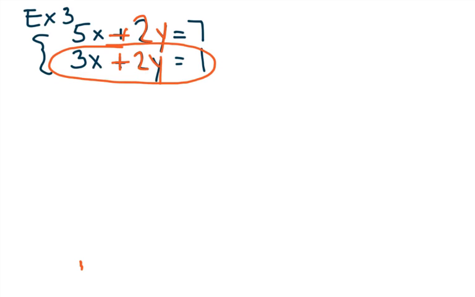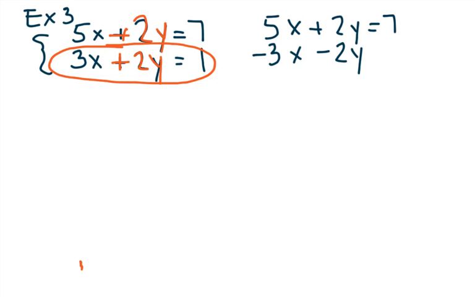So since I'm going to subtract, I'm going to copy down the top one. 5x plus 2y equals 7. And then I'm going to subtract everything along the bottom line. So I'm going to subtract 3x. I'm going to subtract 2y. And then I'm going to subtract 1. So it looks like that.